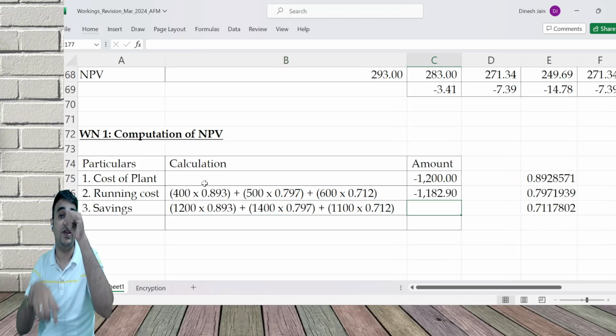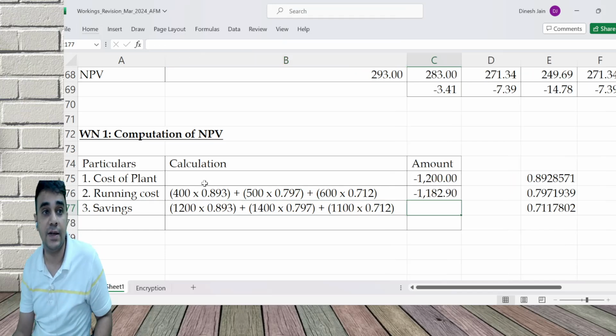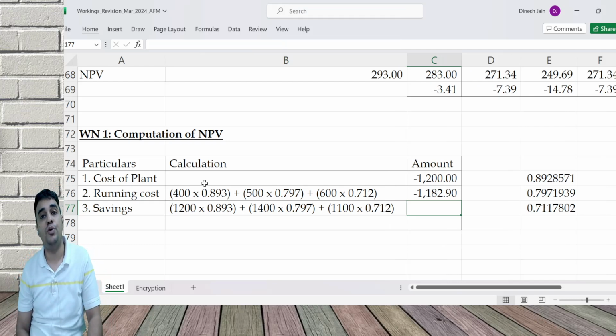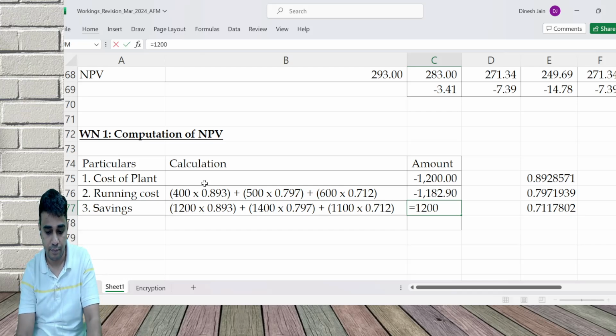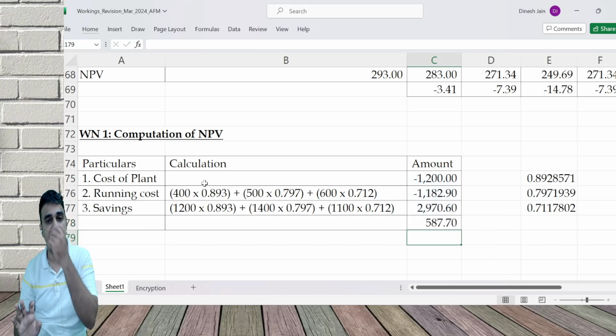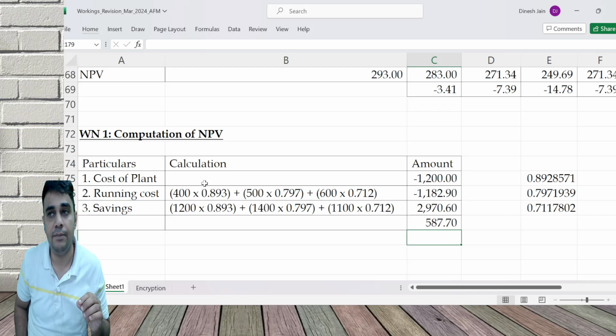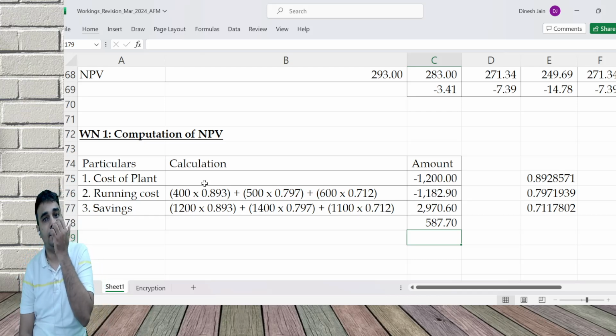The total of these three is NPV. Why I am not doing it in the normal manner, you will understand in some time. If you do year cash flow, PVF, DCF, you will get the same NPV.